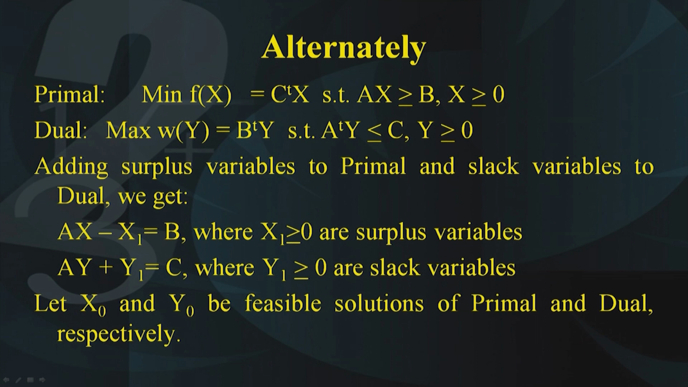This is basically the way in which we can prove the theorem in the vector notation. So, I hope you understand that capital X stands for small x1, x2, ..., xn, and capital Y stands for small y1, y2, ..., ym. Now, let x naught and y naught be feasible solutions to the primal and the dual respectively.